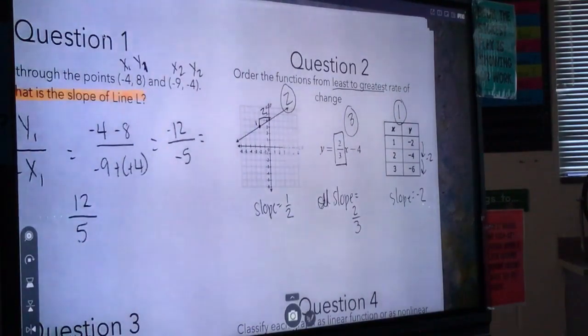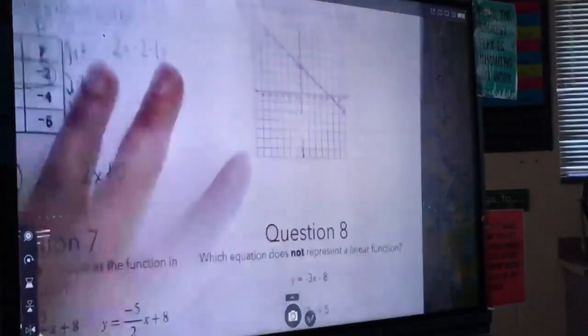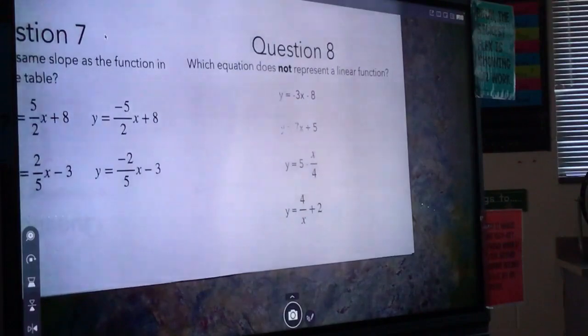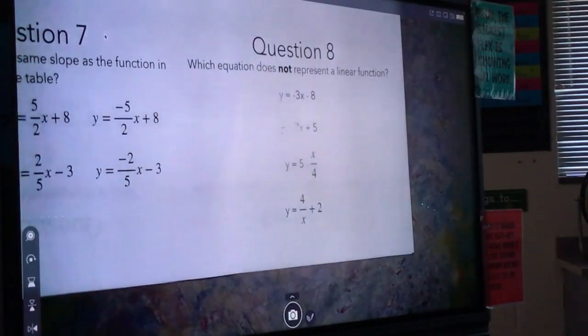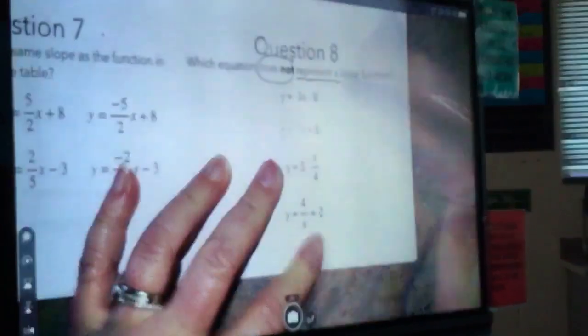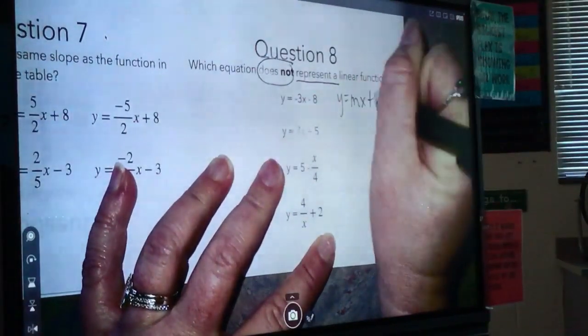All right. What other questions? Number 8. These are the easiest questions, and the reason they're the easiest questions is because you have the equation, the formula that we follow, right? And we are looking for the one that does not represent. You're looking at y equals mx plus b, right?